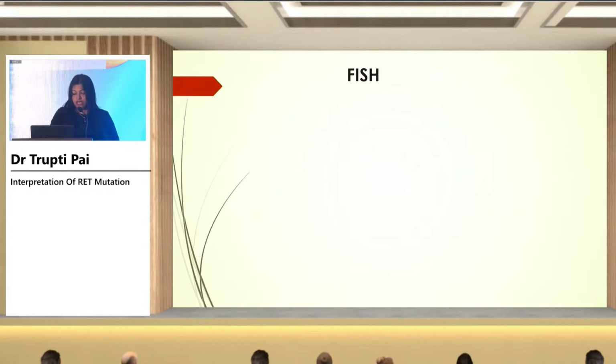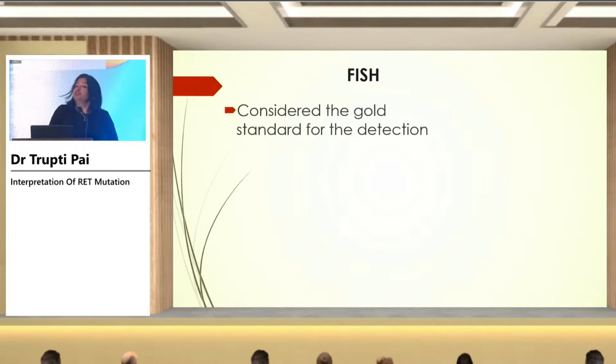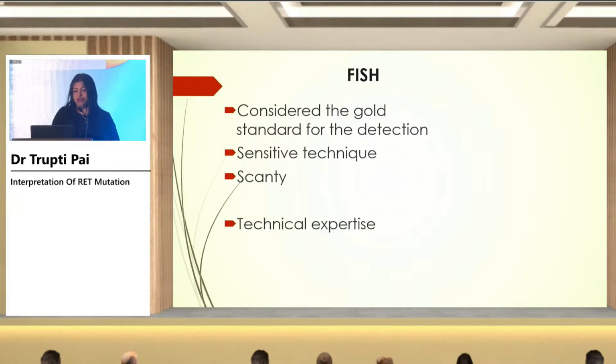Let's see the next platform, that is FISH. With any biomarker, FISH is considered a gold standard, especially for gene rearrangement. It is very sensitive and specific. Most importantly, in lung, when we have very scanty tumor tissue, it is very pertinent, as you just need one slide of 2 to 3 microns. When you have no other tissue left, this is one platform you should definitely explore. But it needs technical expertise, and complex rearrangements can be missed.